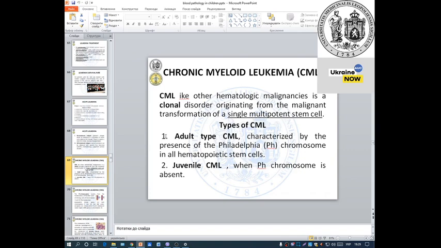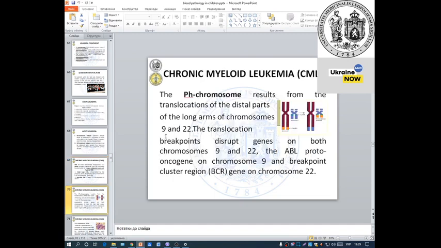Chronic myeloid leukemia, like other hematopoietic malignancies, is a clonal disorder originating from the malignant transformation of a single multipotent stem cell. There are two types of chronic myeloid leukemia. Adult type, characterized by the presence of the Philadelphia chromosome in all hematopoietic stem cells, and juvenile chronic myeloid leukemia, when the Philadelphia chromosome is absent. The Philadelphia chromosome results from the translocation of the distal parts of the long arms of chromosomes 9 and 22.